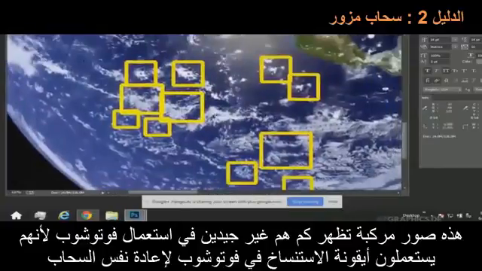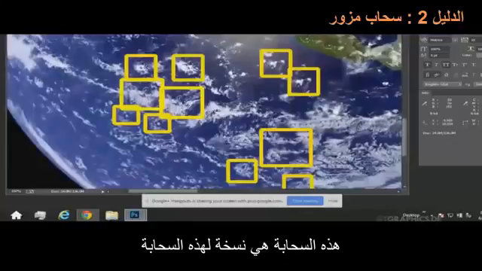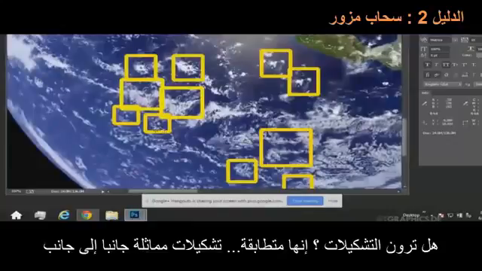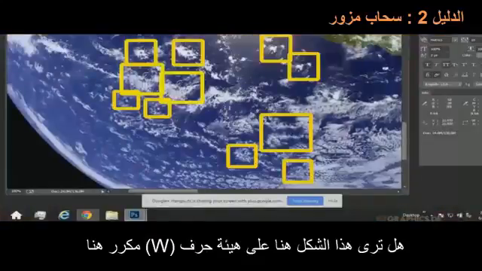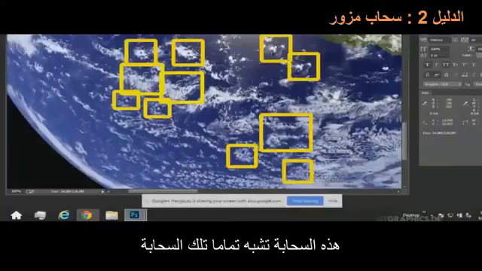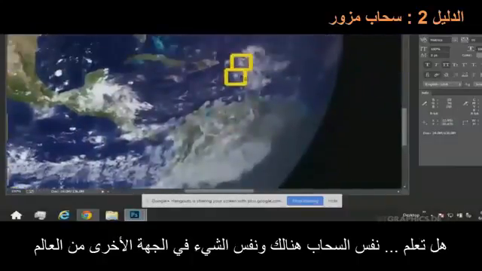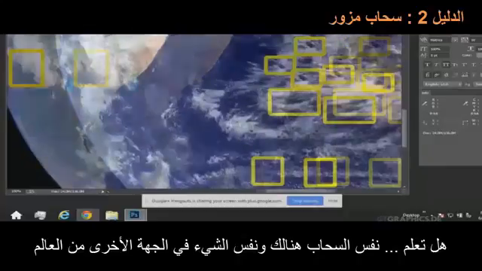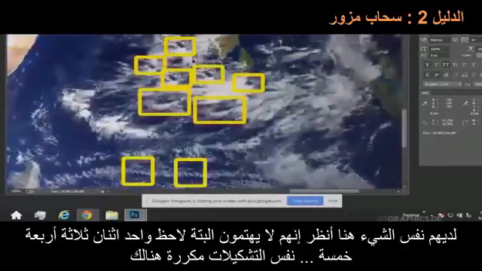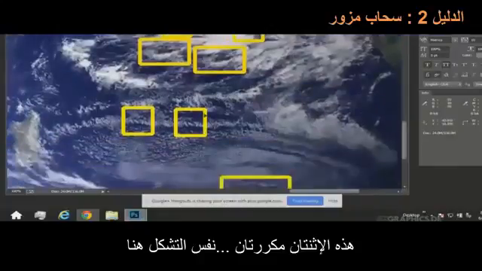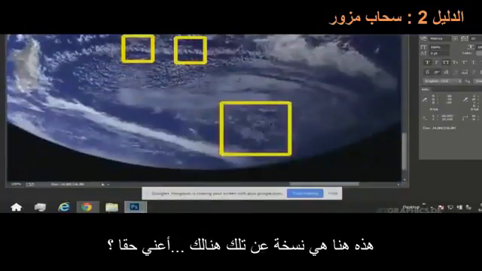because they're using the Photoshop clone tool to replicate clouds. This cloud is a copy of this cloud. See the formations? They're identical, side by side. Wow. Right? See this W-looking shape right here, replicated right here. This cloud is exactly the same as that cloud. Same clouds right there, and same thing on the other side of the world. They got careless. Look, one, two, three, four, five of the same formations replicated right there. These two replicated, same exact formations. This right here is a clone of that right there.